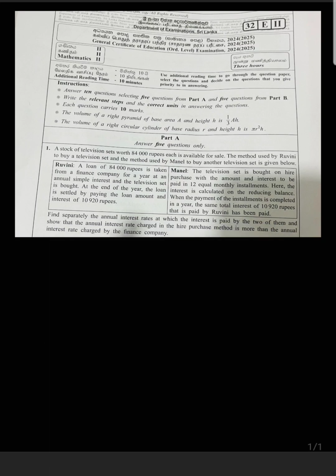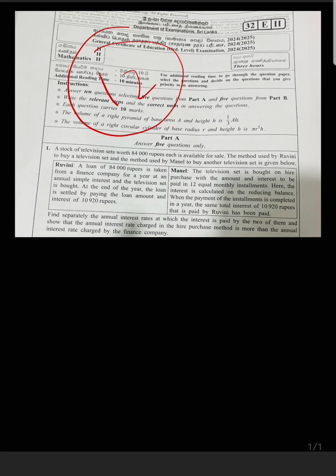Right here, if I take Manal's one, the television set is bought on hire purchase with the amount and interest to be paid in 12 equal monthly installments. Okay, so 12 months. And the next one, here the interest is calculated on the reducing balance method. Okay, when the payment of the installment is completed within the year, the same total interest of 10,920 rupees is paid. Okay, now we have to calculate the annual interest rate for this interest 10,920.